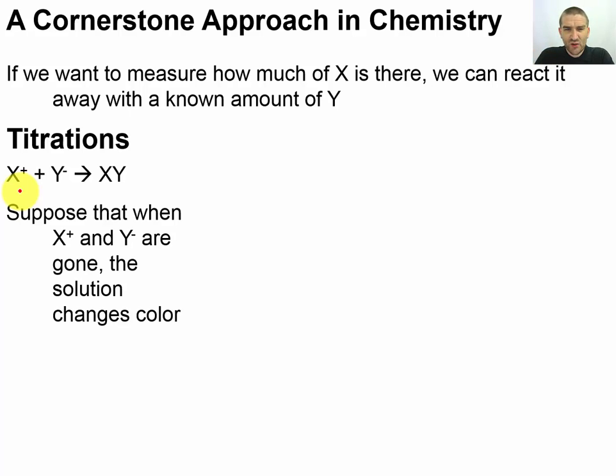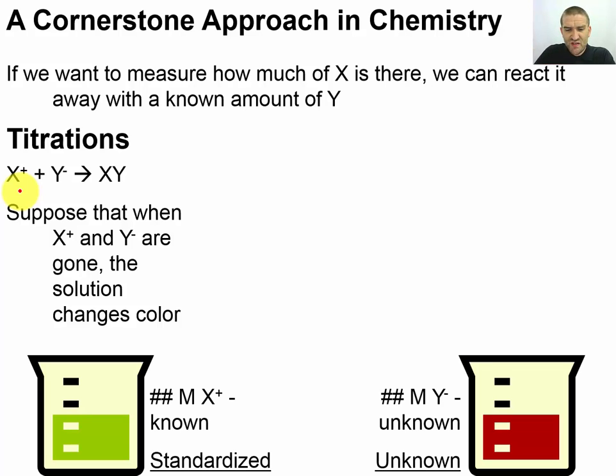But let's go ahead and take a look at this. Now suppose that when X and Y are gone, my solution is going to change color. And let's set it up like this. Let's make a standard solution where I took a bottle of X+ salt off the shelf and I made a really well-known concentration of this. Now I'm just showing it generically with numbers.